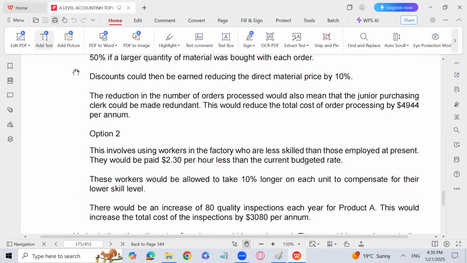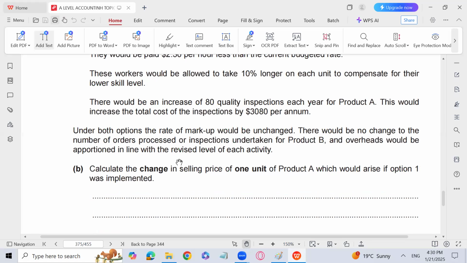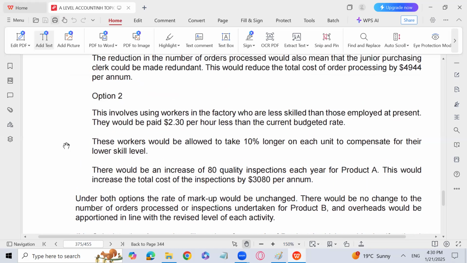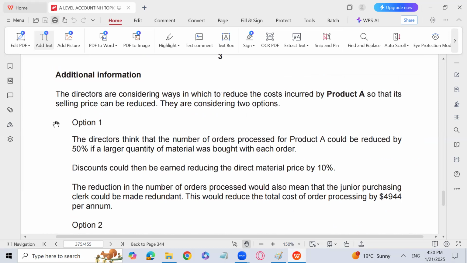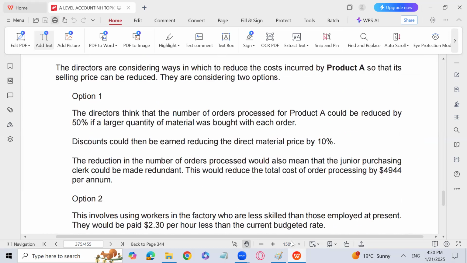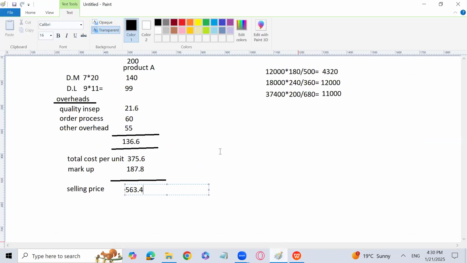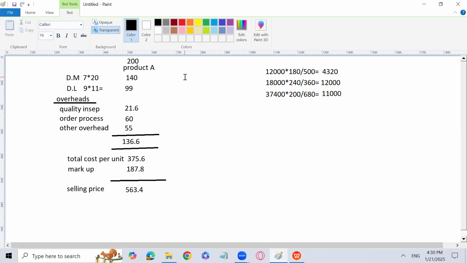And then there is going to be option 2, but calculate the change in the selling price of 1 unit of product A, which would arise if option 1 was implemented. So forget about option 2. Let's discuss only option 1. So we need to calculate the selling price again if option 1 is going to be implemented.